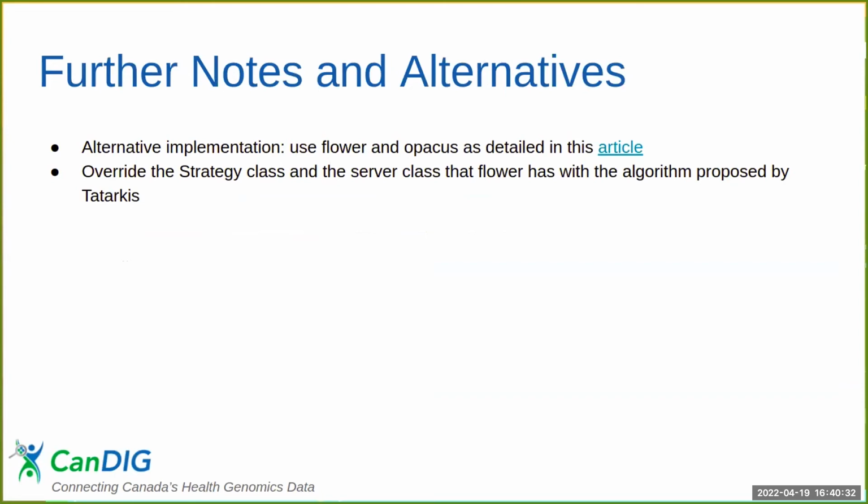There are other ways to implement this, like we could use Abacus and Flower, but this uses PyTorch. It's detailed in this article below. PyTorch is more useful for deep learning and neural networks, so it wasn't ideal for our implementation. An alternative would be to override the strategy class and the server class and use the algorithm proposed by Tatarkis.